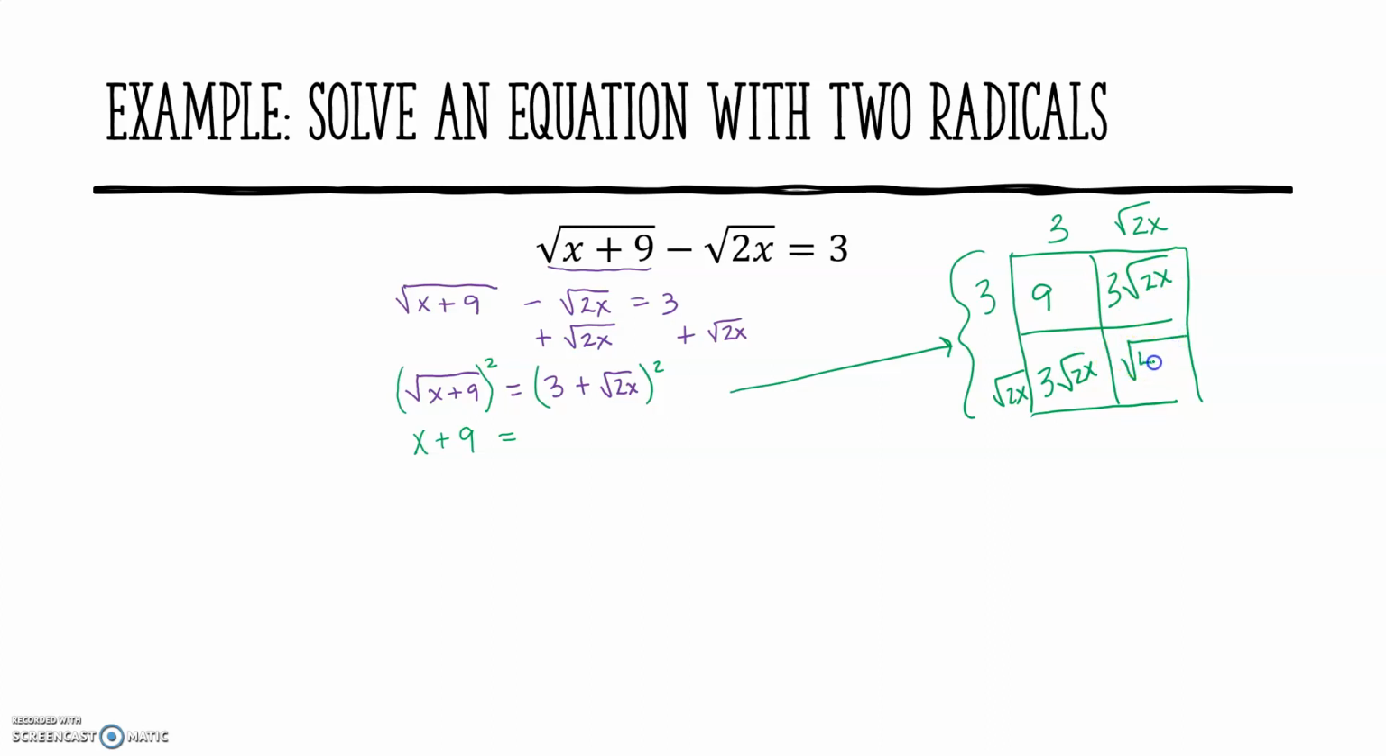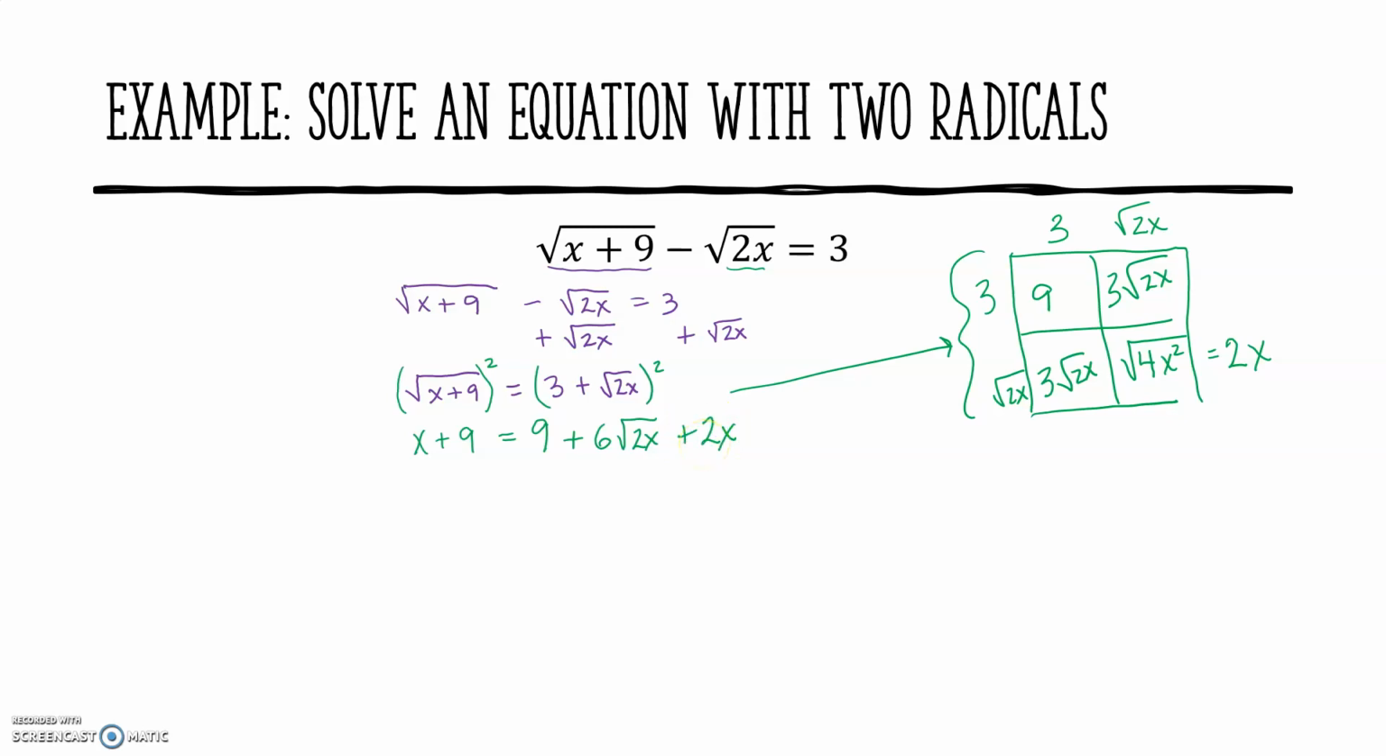And this becomes square root of 4x squared, which is the same thing as 2x. I know that x is positive because I was taking the square root of 2x earlier, so I'm going to use that as a positive number. So this becomes 9 plus 6 square root of 2x plus 2x.